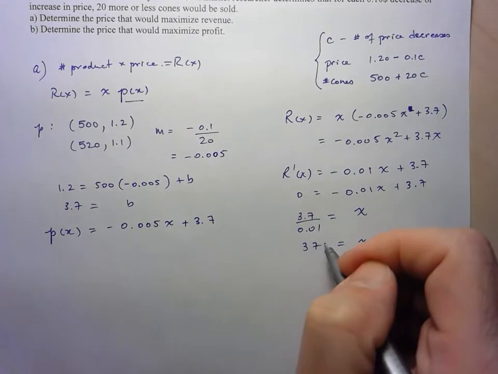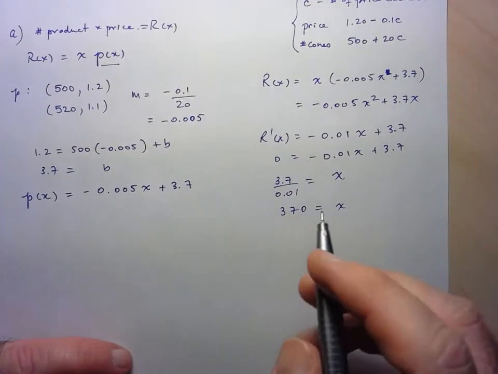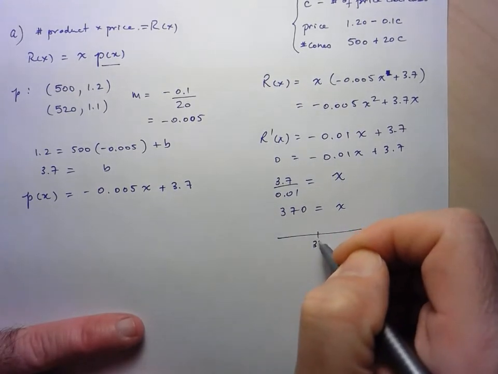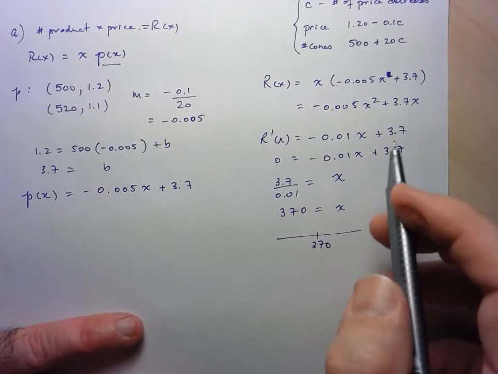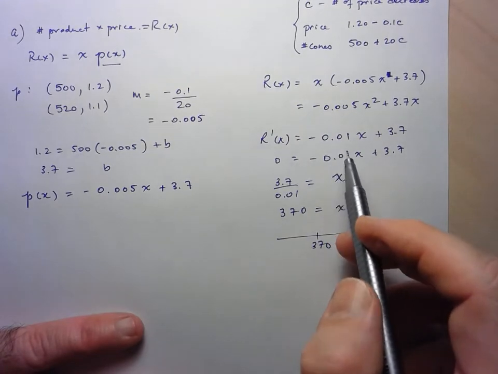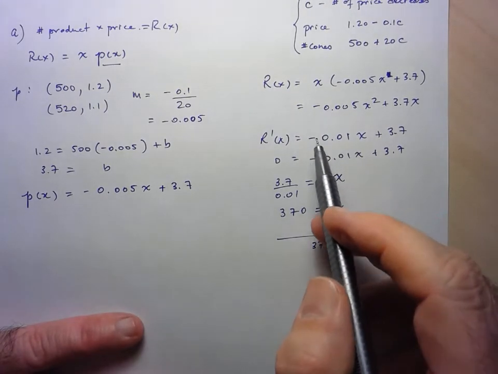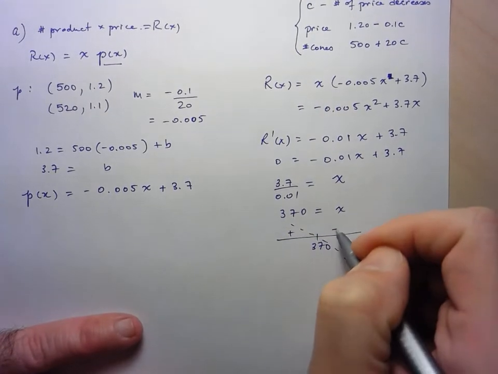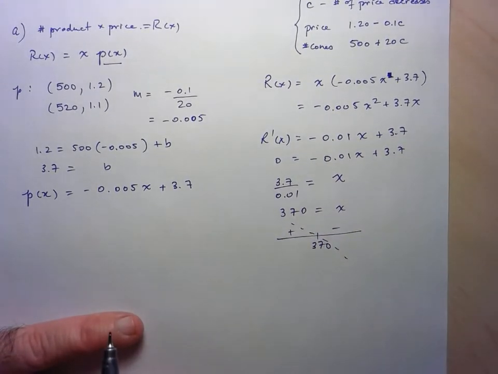370. Now again, even though this is a quadratic, we should just be checking. So at 370, what do we have? This is a linear function with a negative slope. So here we see that it's going to go from positive to negative, so it's indeed a maximum.